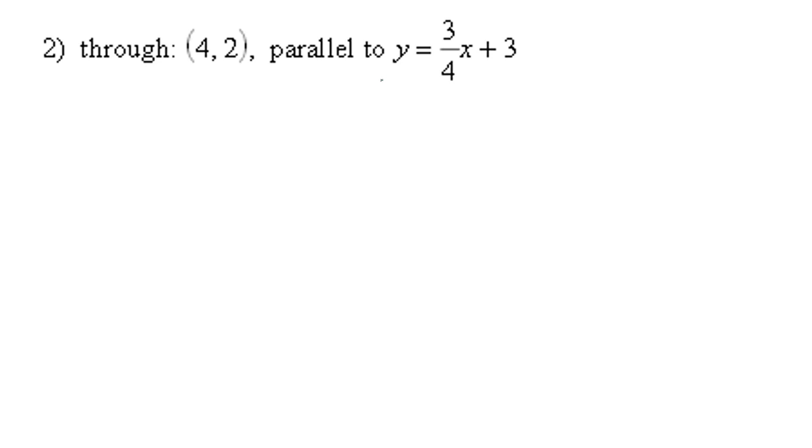Alright, so when we're doing this, first thing we got to see is our slope. The slope of our new line is going to be the same as the slope of our old line. So that's going to be 3 over 4. So m equals 3 over 4.